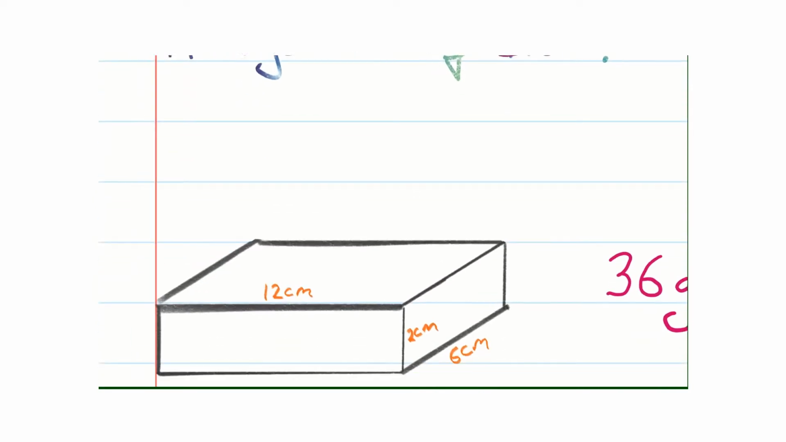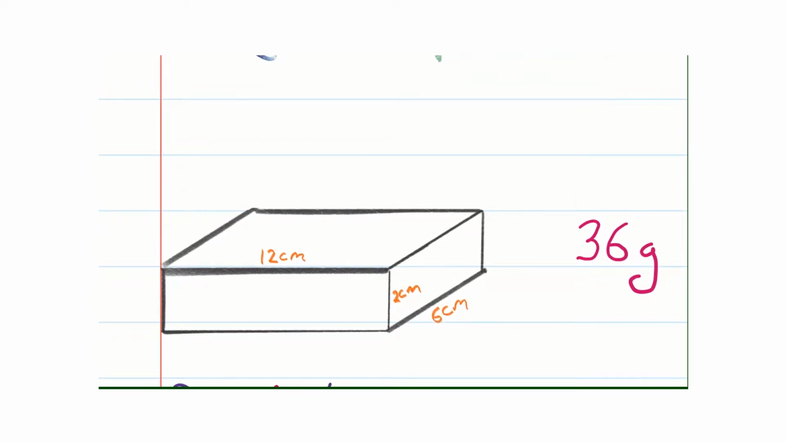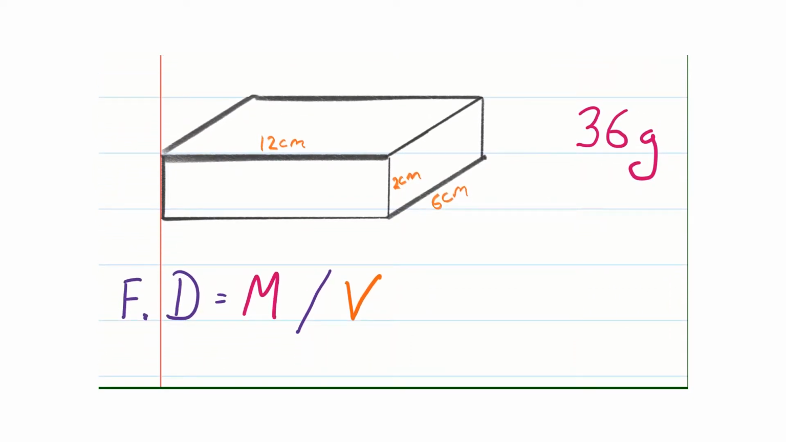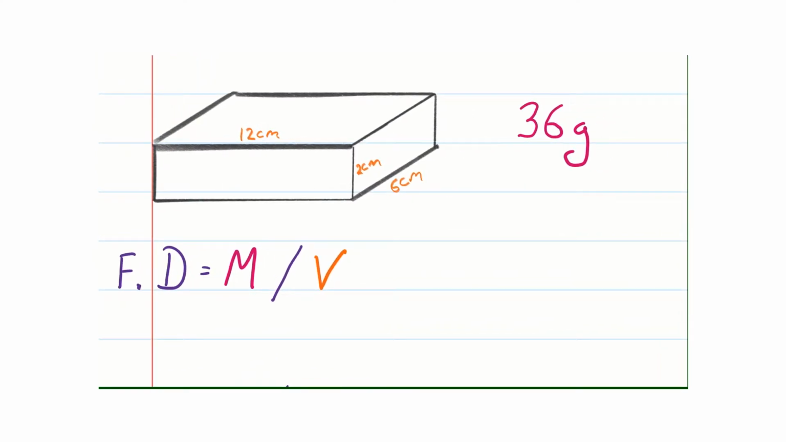So for example, if we've got a block here, we'll say our block has a mass of 36 grams. It is 12 centimeters along here, 2 centimeters across here, and 6 centimeters along here. Remember to use formula, workings, answer for your calculation. So our formula is density equals mass divided by volume.